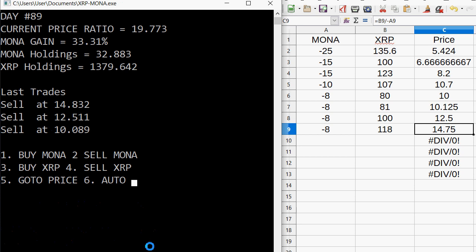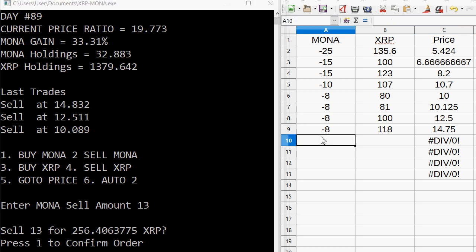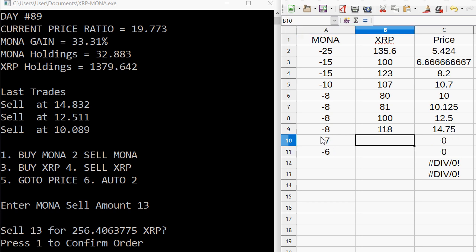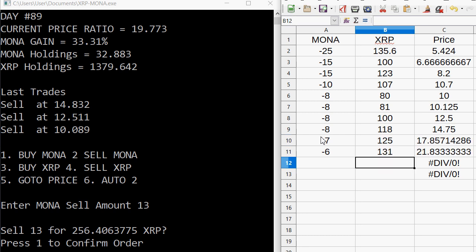Okay, and Mona gains 33. Now I'm probably looking at selling like 12, 14, 15. If I go 14, I can go 7, or I can go 13 maybe. And go minus 7, and then minus 6, and get back, say, 125 and 131. Just like that.